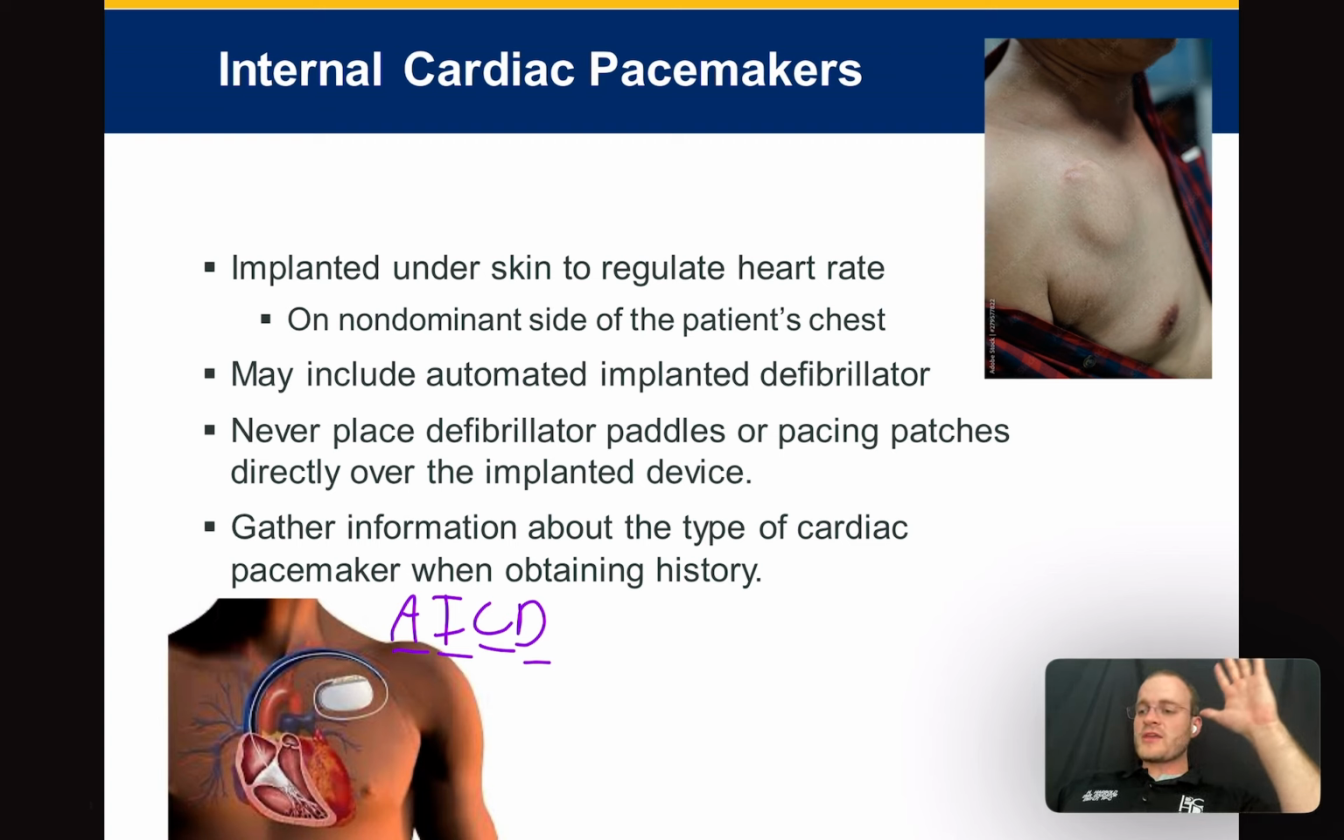Now, I need to make you aware of something. A very powerful magnet is how you turn these off. And so if someone's in cardiac arrest and their pacemaker's still firing and everyone's determined they're dead, you put a very, very powerful magnet above that device and it'll turn it off. Okay, so kind of a factoid you might need to know.